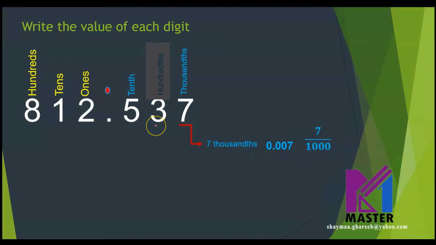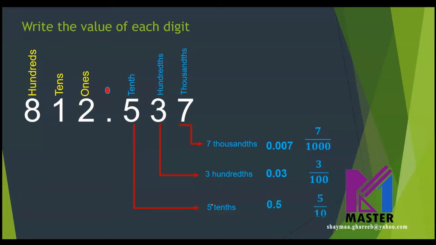What about the 3 hundredths? I can write it as 3 hundredths or 0.03 or 3 over 100. What about the 5 tenths? I can write it as 5 tenths or 0.5 or 5 over 10. What about this 2 in the ones place? I can write it as 2 because it's 2 units, 2 ones. What about 1 in the tens place? 1 ten, which means number 10. So its value is 10.